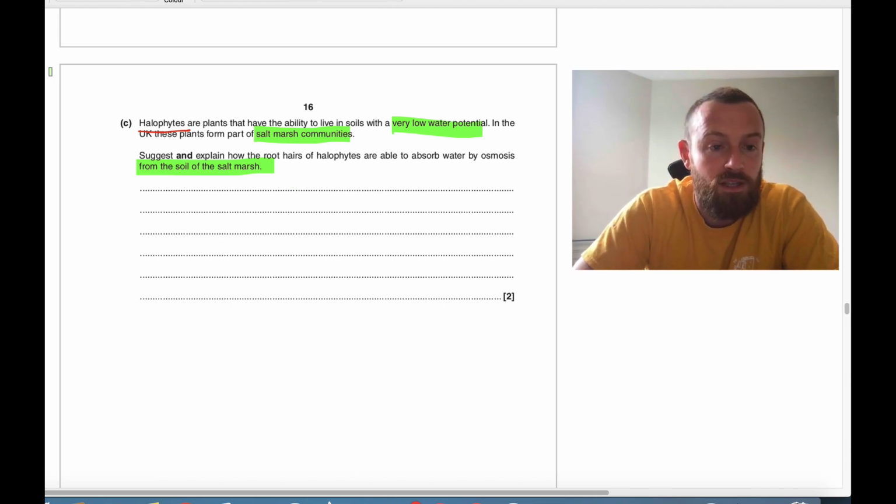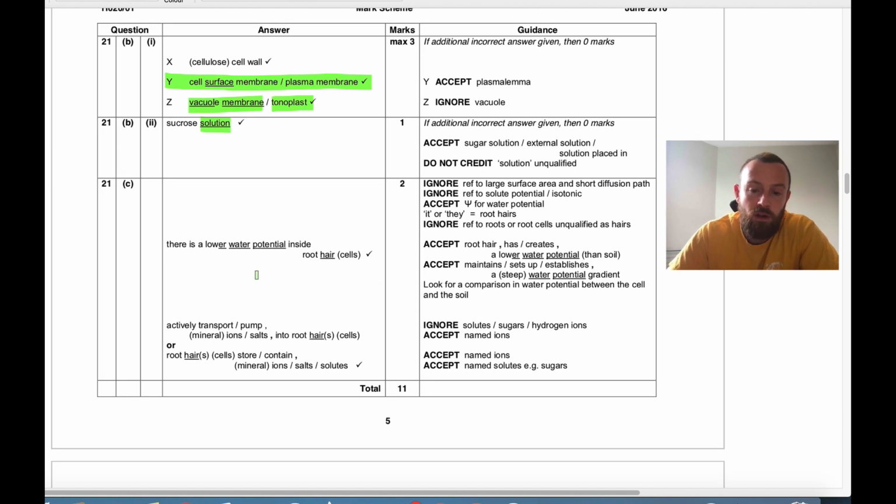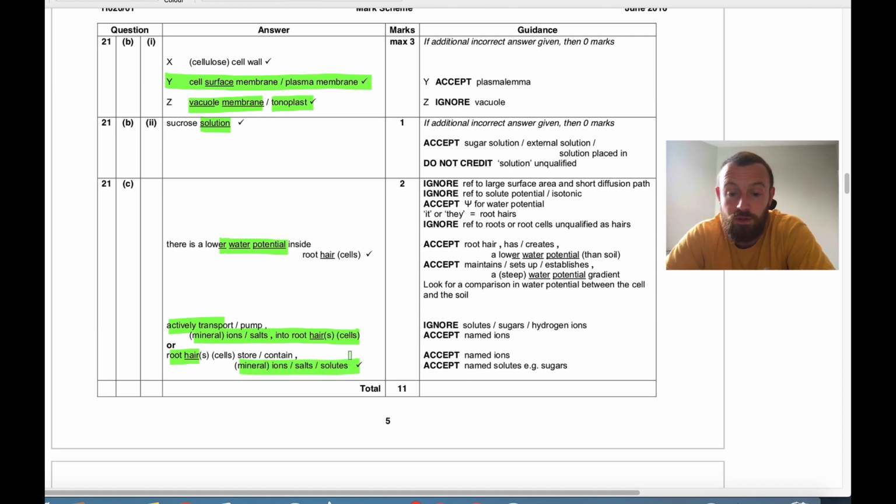Okay, let's look at the mark scheme now. Here it is. We have to talk in terms of water potential. We have to say lower, not just low, but lower water potential. Notice how it underlines the "er" because it's a comparative statement. It's lower than the outside. So talking about actively transporting mineral ions into the root hair cells, and the root hair cells contain a high concentration of mineral ions or salts.